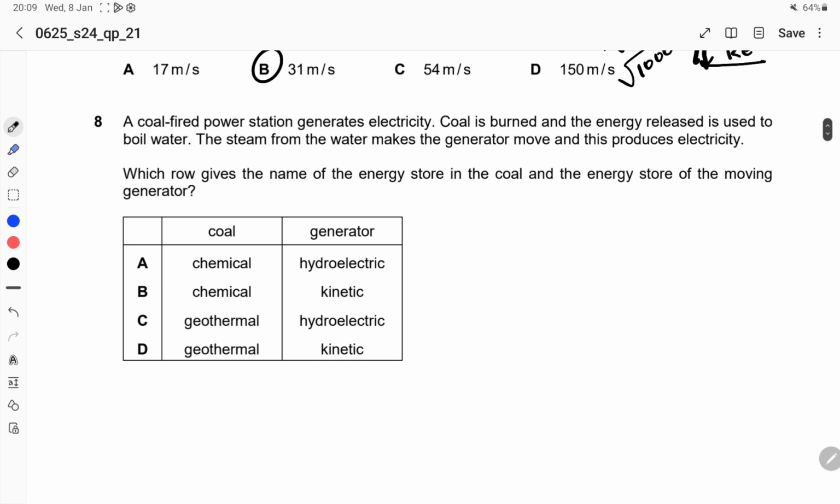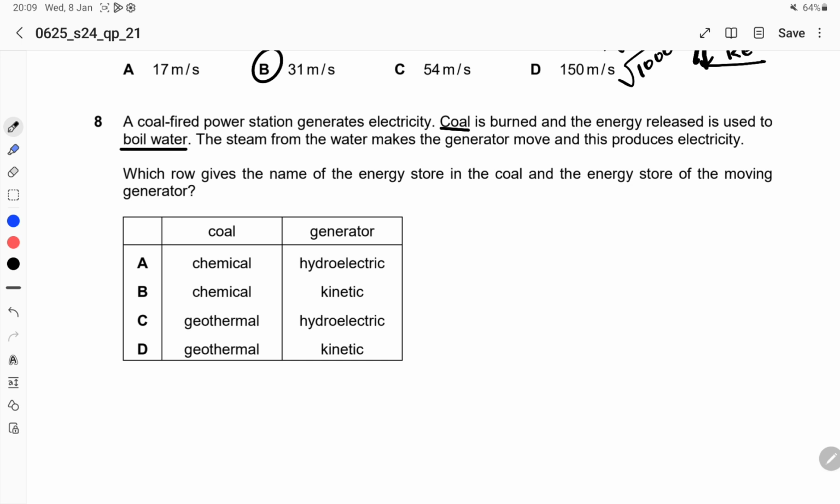The 8th one, a coal-fired power station. Remember, you're using coal as the fuel. Any fuel has chemical energy, which means coal will have chemical energy. Okay, so a coal-fired power station is used to generate electricity. Coal is burnt and the energy released is used to boil water.